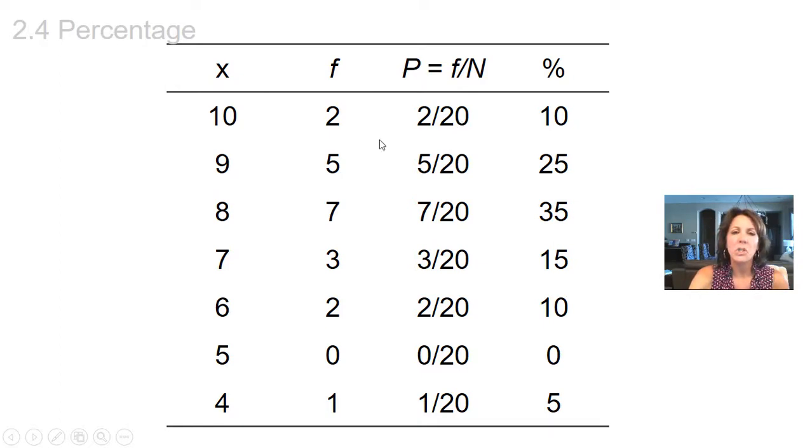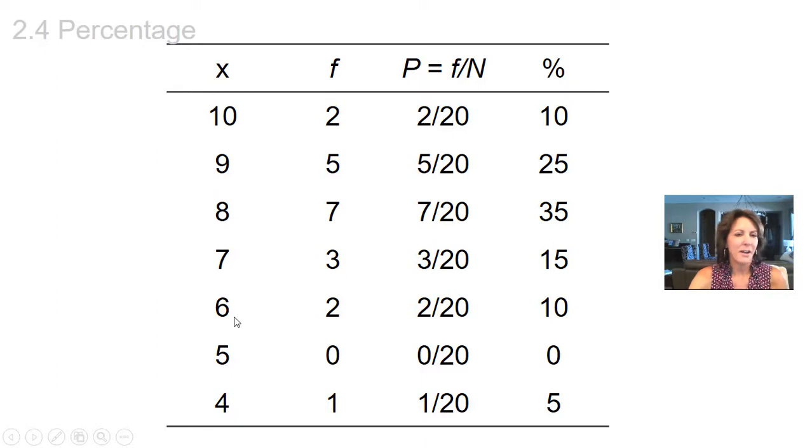So our proportion is the frequency divided by the total. So for a score of 10, 2 people got that score. So that's 2 people out of 20. That's the proportion. Now, in order to find the percentage, I need to turn the proportion into a decimal, which is 0.10, multiply it by 100 to get 10%.